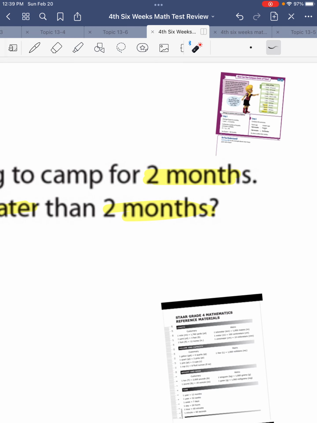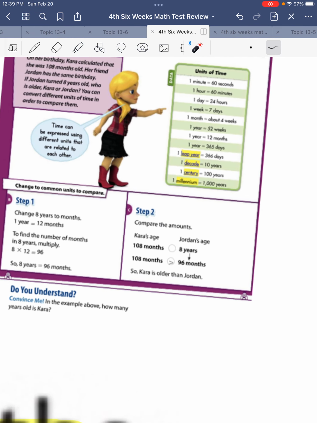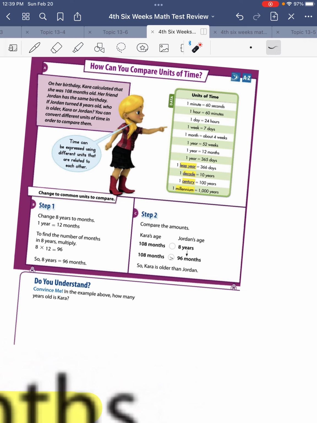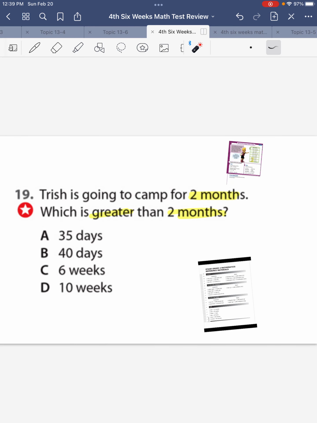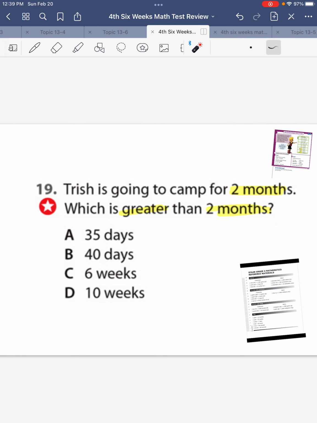So for days, let's see, does it say it in here? Okay, no. So for days, we should know, taking our prior knowledge, we should know that 1 month is about 30 days. Okay, so I'm going to write that somewhere here. I'm going to say 1 month equals about 30 days. Okay, I'm saying about because some months have 31 days and some months have 30 days. So I'm saying about 30 days.